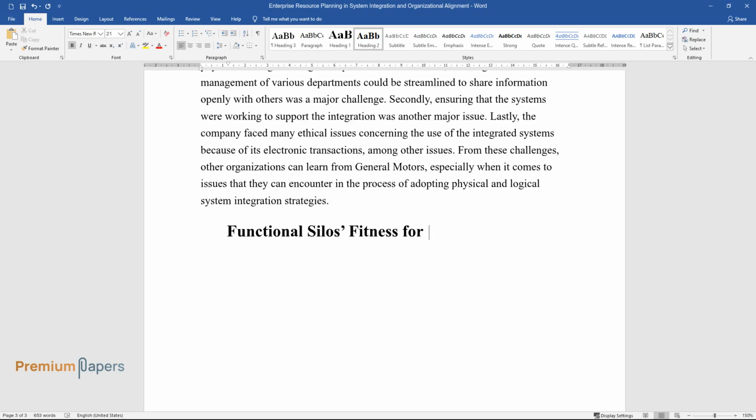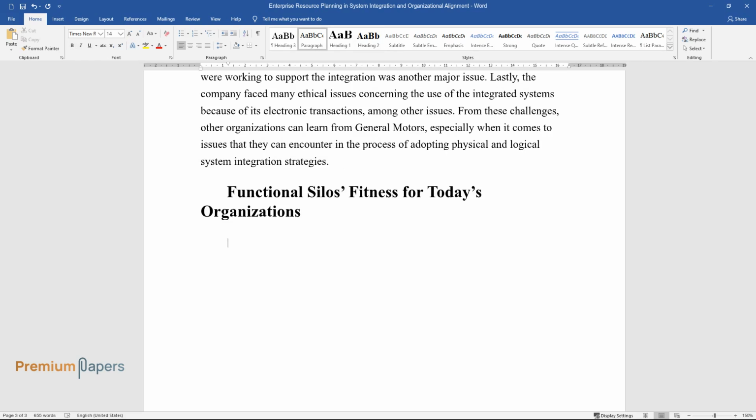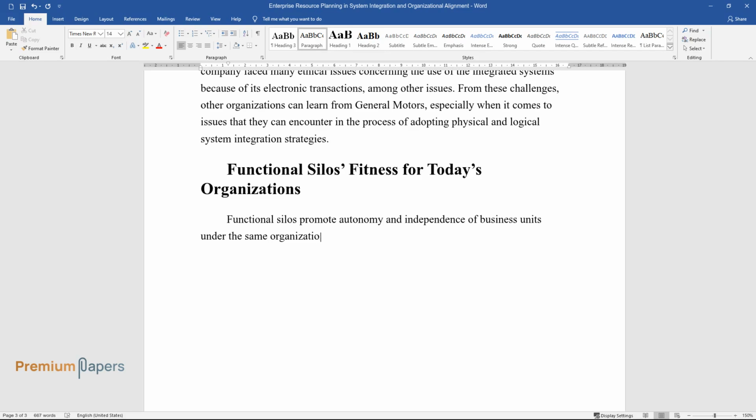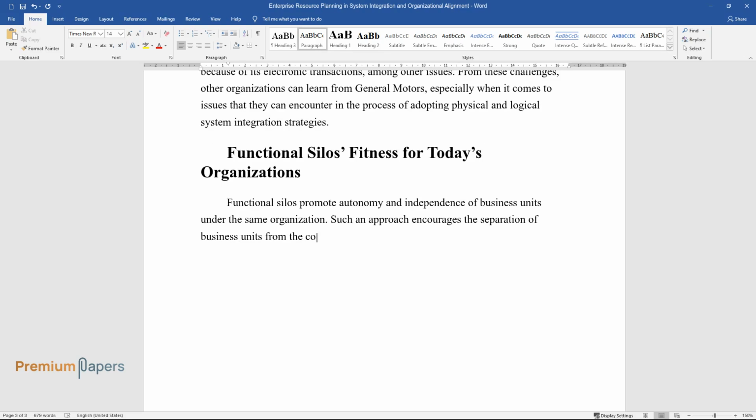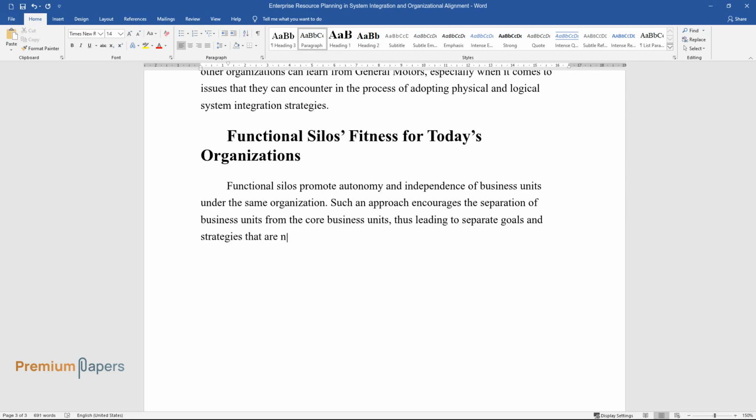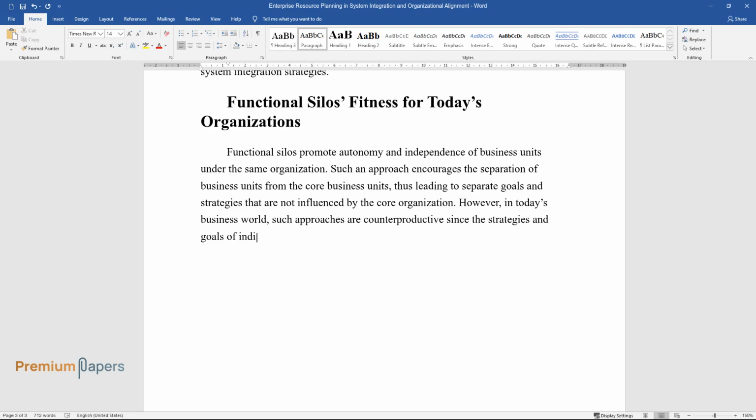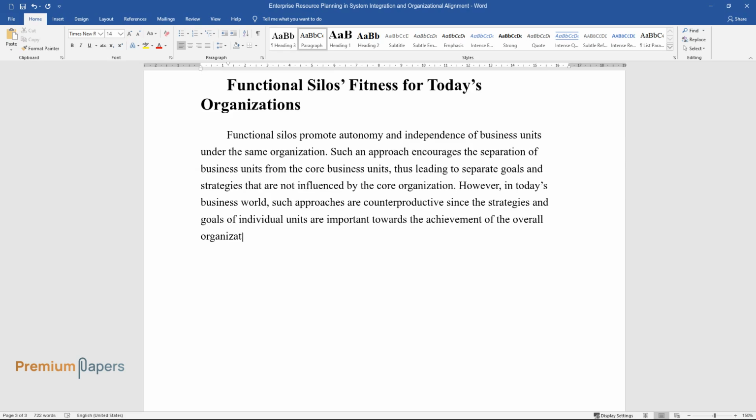Functional silos fitness for today's organizations. Functional silos promote autonomy and independence of business units under the same organization. Such an approach encourages the separation of business units from the core business units, thus leading to separate goals and strategies that are not influenced by the core organization. However, in today's business world, such approaches are counterproductive since the strategies and goals of individual units are important towards the achievement of the overall organizational goals.